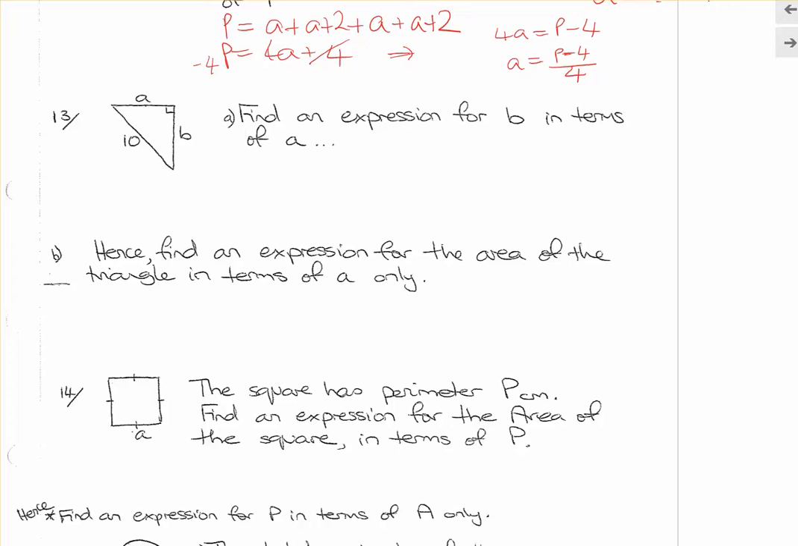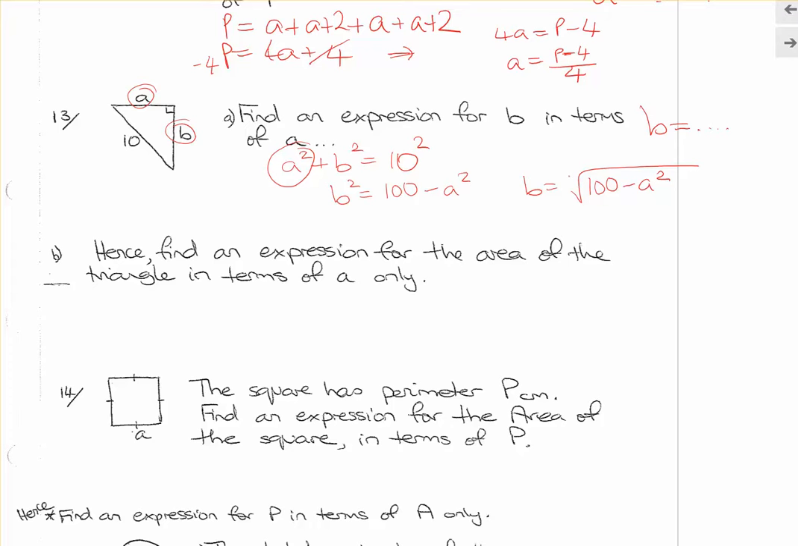Right, number 13, an expression for B in terms of A. So this time we want B equals. It's a right angle triangle. So using Pythagoras' theorem, A squared plus B squared equals 10 squared, which is 100. Now we want B equals, so we want to rearrange this formula. We'll start by getting rid of the A squared and we'll change that to 100 at the same time. So therefore to find B would be the square root of 100 minus A squared.